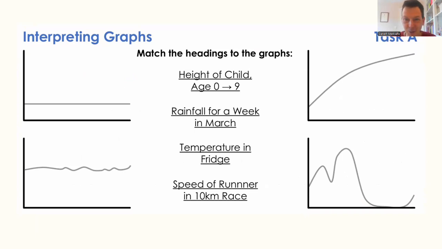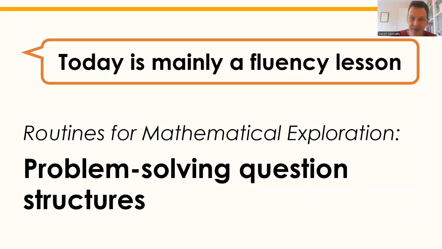So if I just talk about one example, the height of a child aged 0 to 9 would be the top right graph because we have this gradual increase. Of course, our height doesn't fluctuate in any way. And in this instance, the depth of thinking comes from matching the headings to the graphs. So lots of different tools that are domain specific. So whilst today might be a fluency lesson, having those tools that make sure that problem solving can be embedded on a daily basis is so powerful.